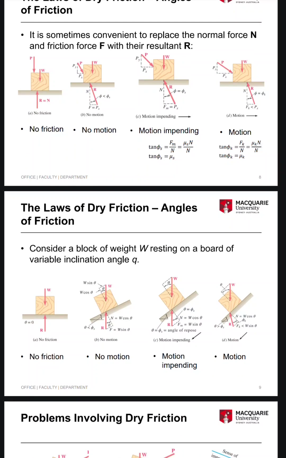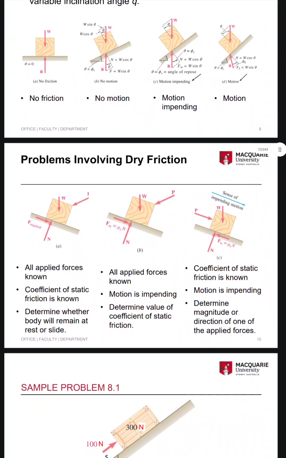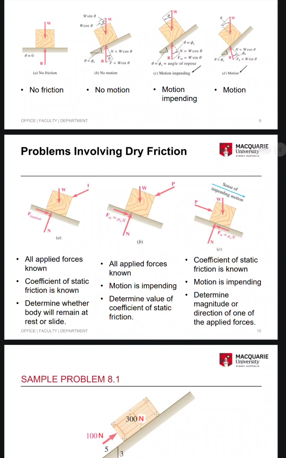The laws of dry friction. Consider a block of weight W resting on a board of variable inclination angle. Problems involving dry friction: sense of impending motion, cases A, B, C. For case A, all applied forces and the coefficient of static friction are known; determine whether the body will remain at rest or slide.